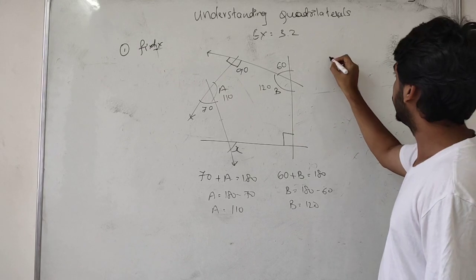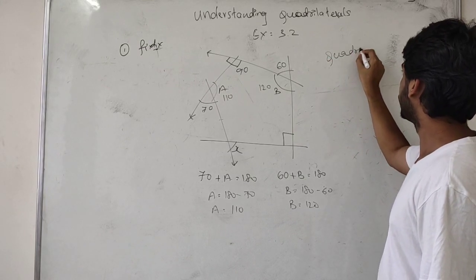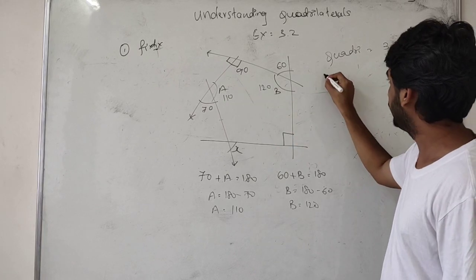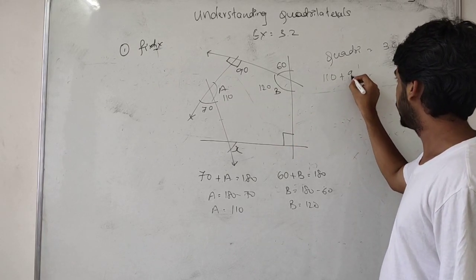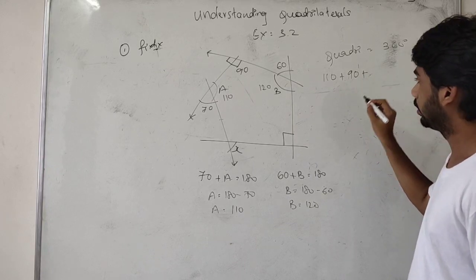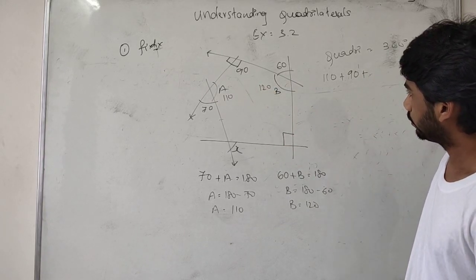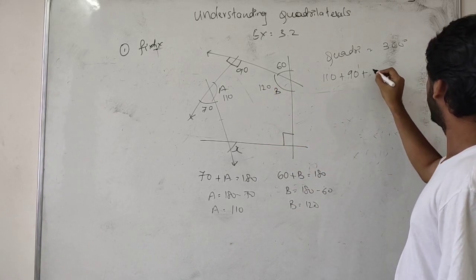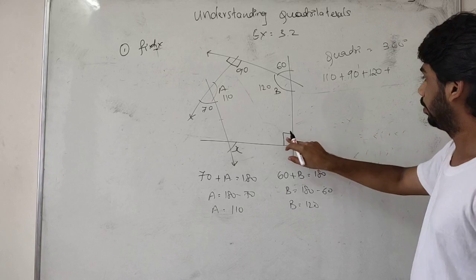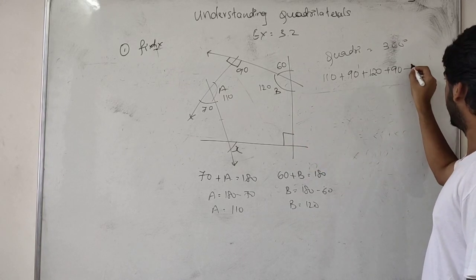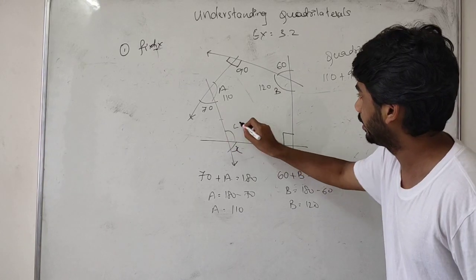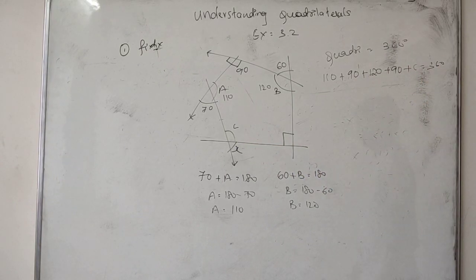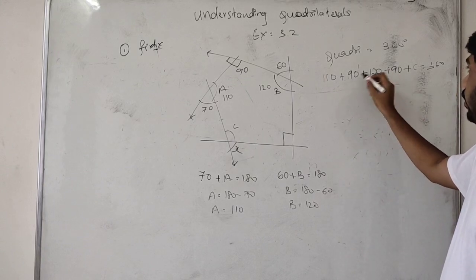So I will take the quadrilateral. The quadrilateral sum will be 360 degrees. So here the first angle will be 110, plus 90, plus here it is 90. The other angle is 120, plus 90, plus you have to find this one. So I will take this one as C. Okay, now I will add all of these.